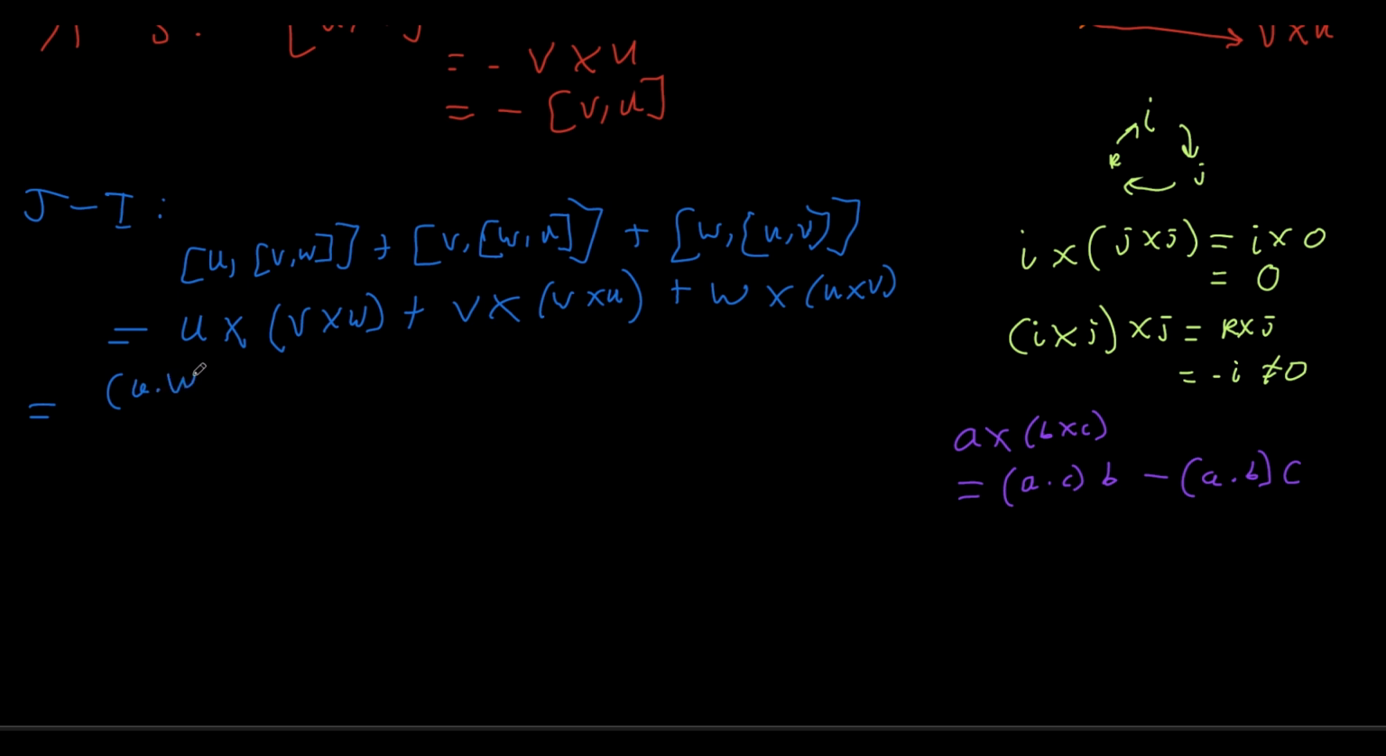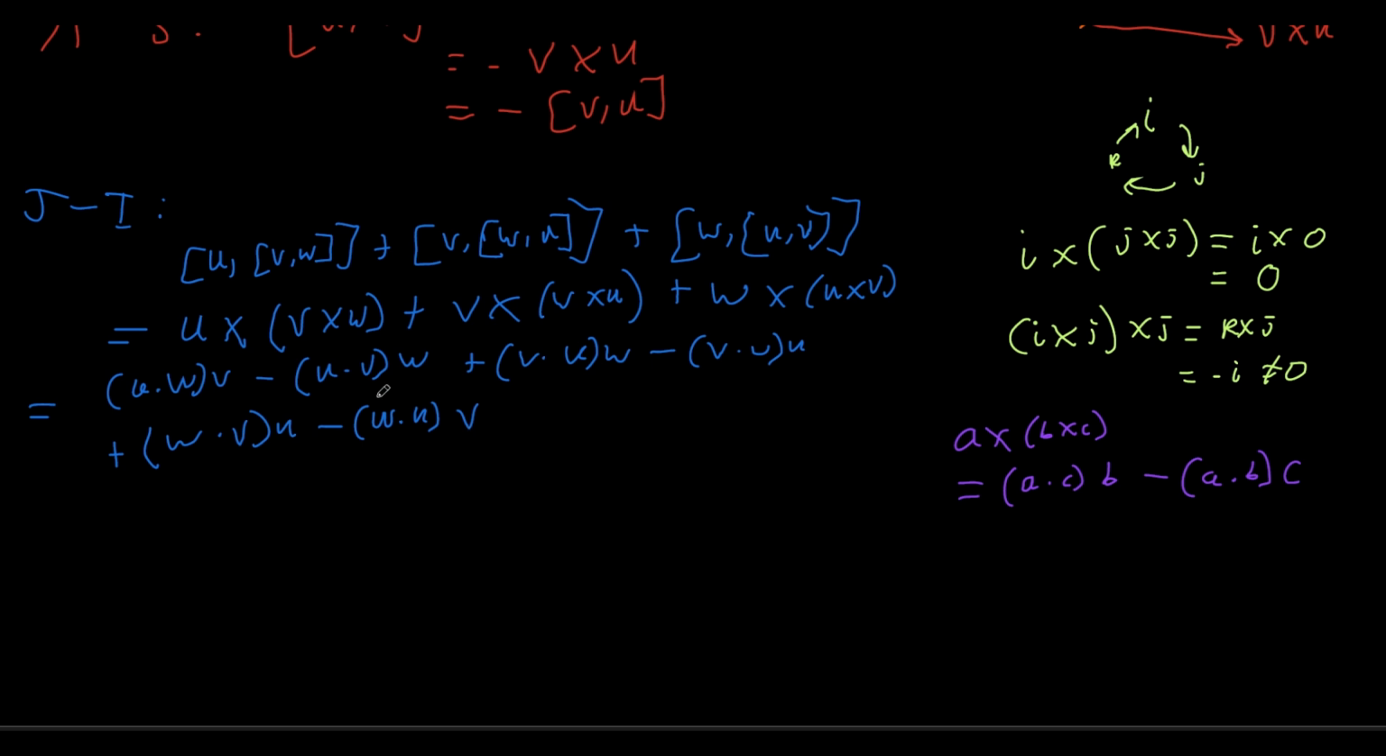with W times V, minus U dot product with V multiplied by W, plus V dot product with U times W, minus V dot product with W times U, running out of space a little bit, plus W dot product with V times U minus W dot product with U multiplied by V.